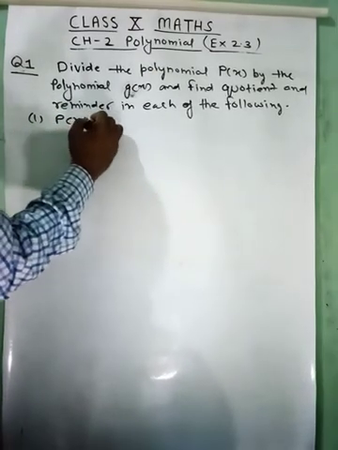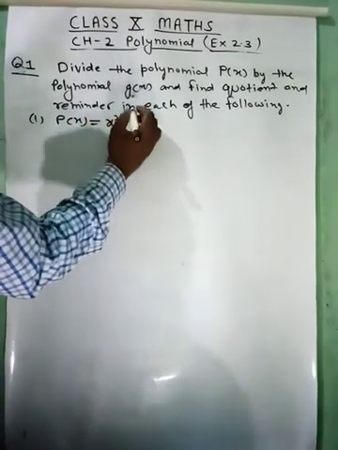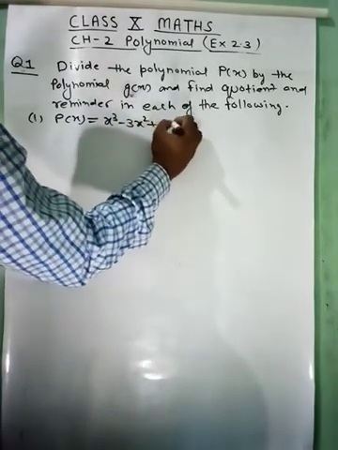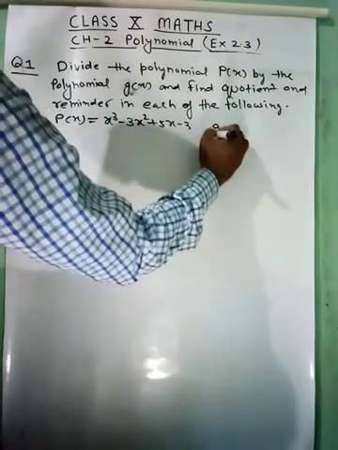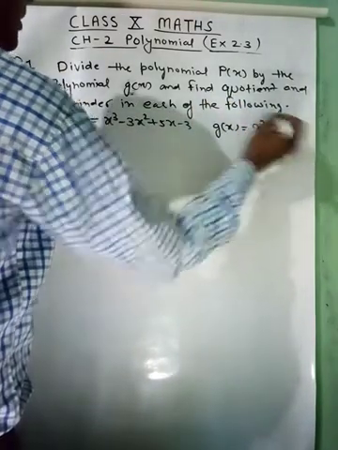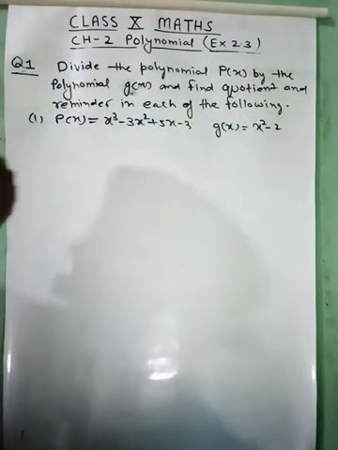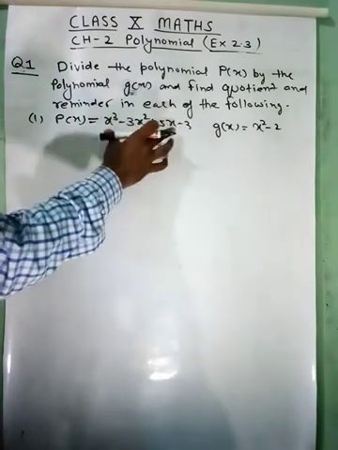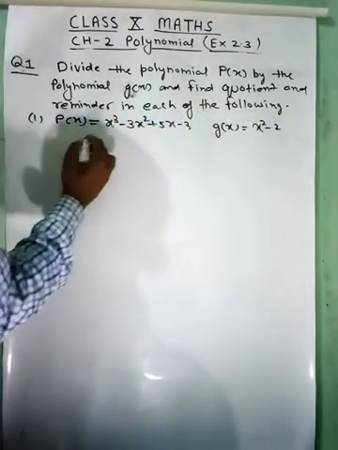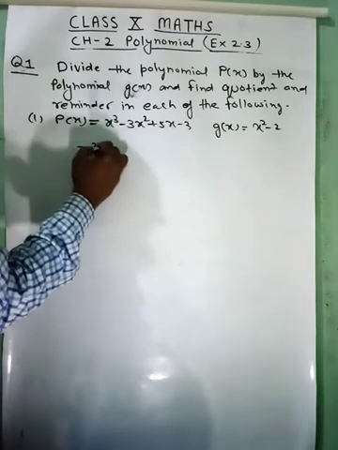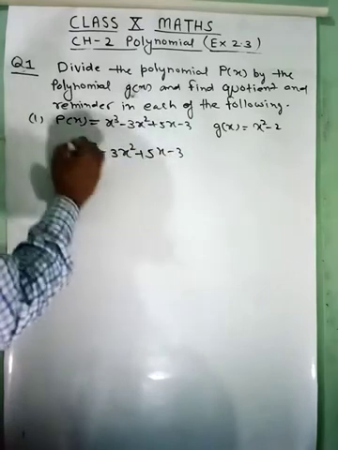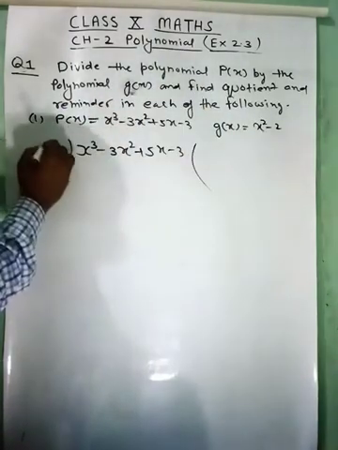p(x) is equal to x cube minus 3x square plus 5x minus 3, and g(x) is equal to x square minus 2. So first we will see, in this question we have to use the long division method. It is p(x), it is q(x). First we will write p(x), x cube minus 3x square plus 5x minus 3. It is divided by x square minus 2.